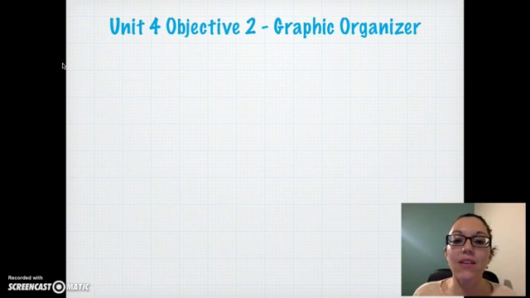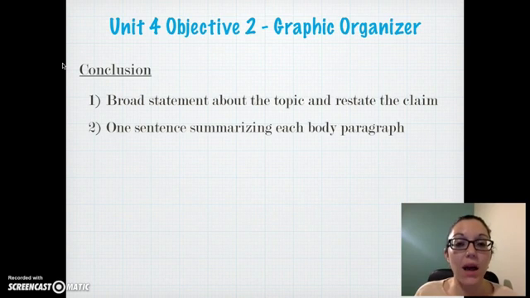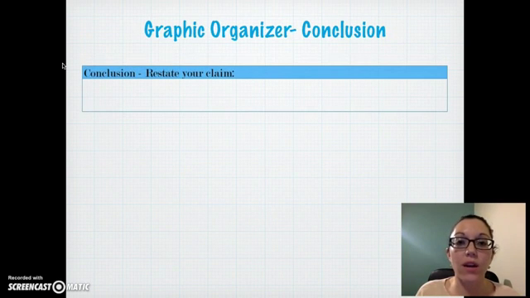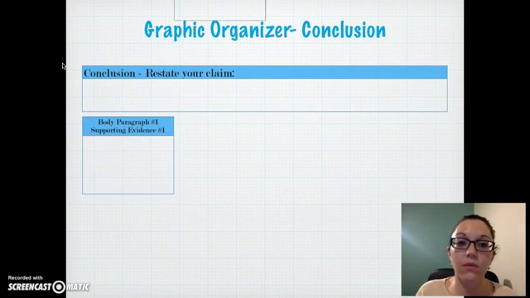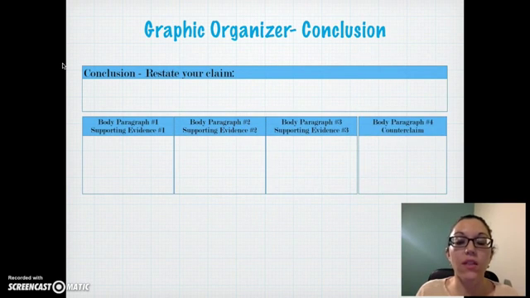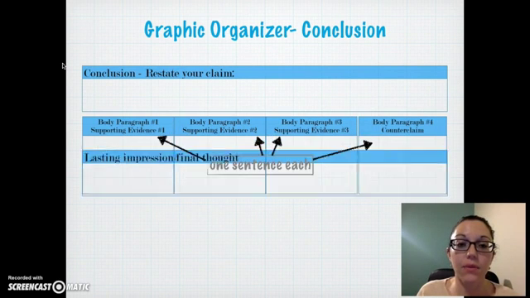Finally, the students must end their essay with a conclusion. Sometimes it's the most difficult part for the students. However, they need to remember 3 things. They need a broad statement about the topic, restating their claim. They need a sentence summarizing each body paragraph. They need a final sentence leaving a lasting impression. This is an example of a graphic organizer for the conclusion. Note that there will be 1 sentence for each of the paragraphs in the body.